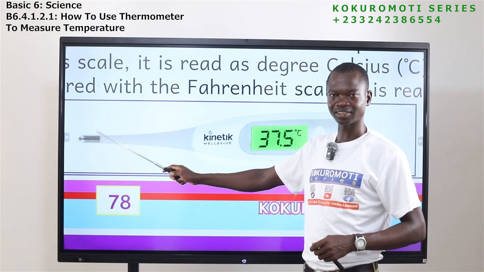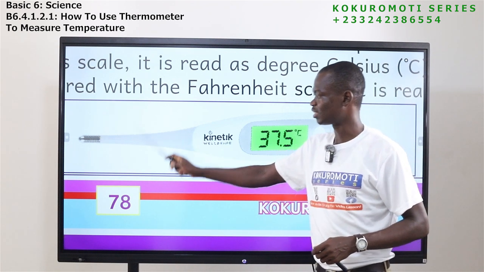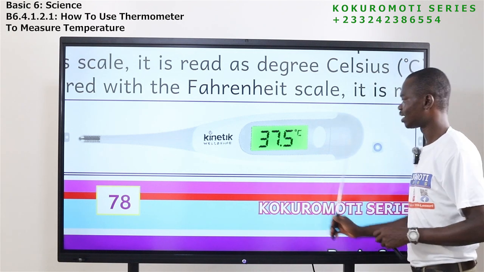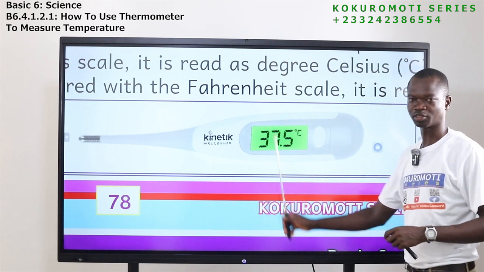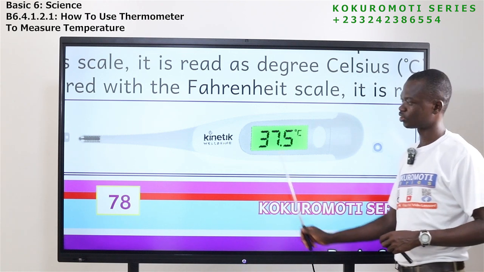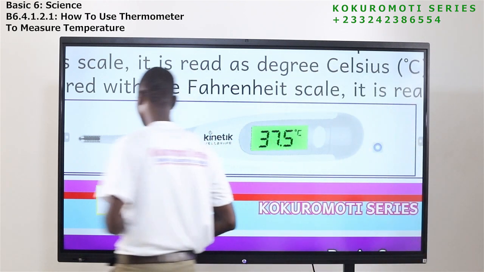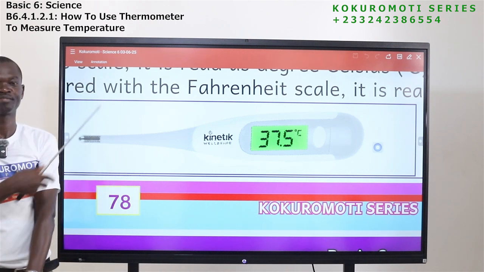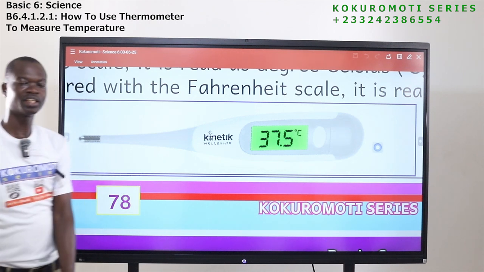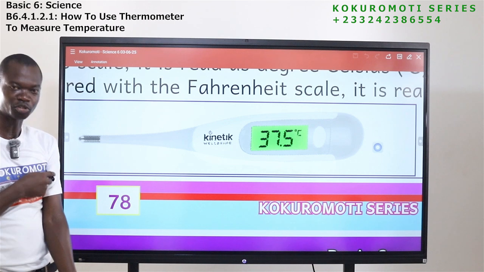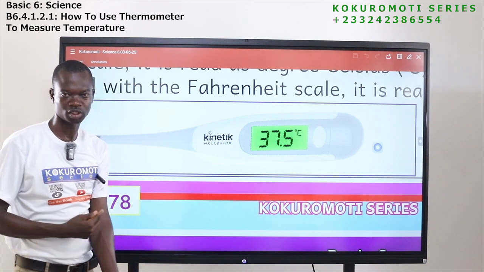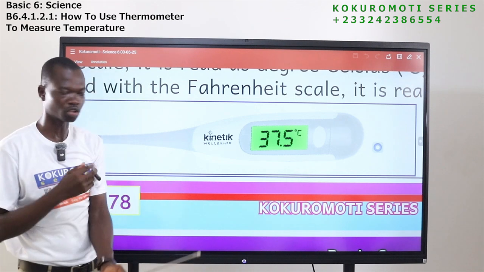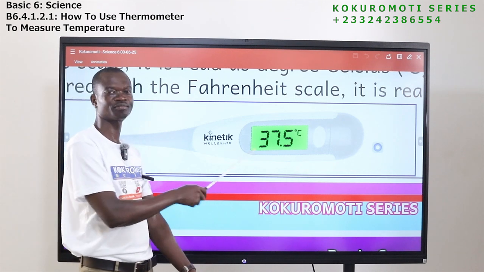You use this side. So this side will help you know how hot or how cold the substance is, and it will be displayed here for you to read. So this is a digital thermometer. You put this side under your armpits like this. So the thermometer will be able to tell how hot or how cold your body is, and the level of hotness or coldness will be shown here.